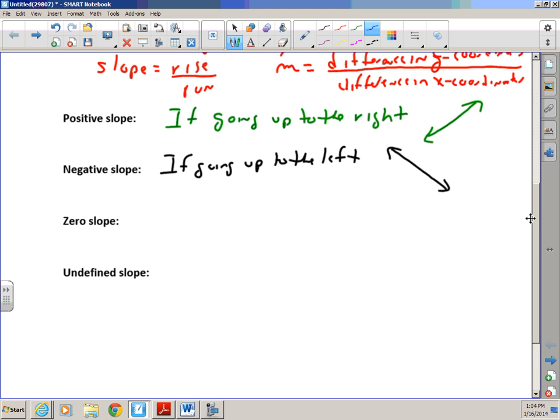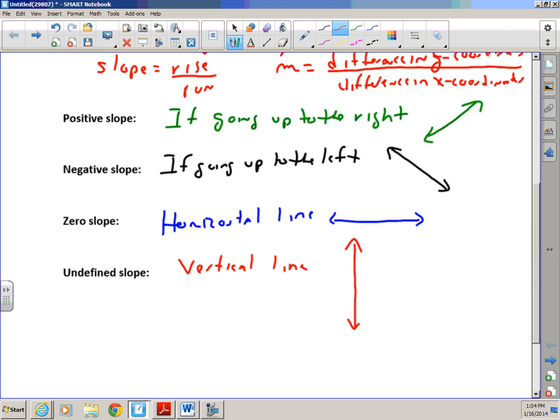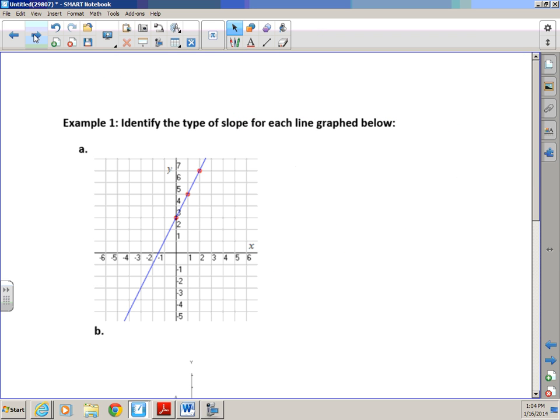A zero slope means I'm not moving anywhere. So what type of line will have no movement? A horizontal line. Because if I were to put a ball, or if somebody were to be standing on a flat surface, there is no movement unless they create it themselves. All right? And then an undefined slope is a vertical line, because if I tried to put an object on a vertical line, it would not stay on the line, it would fall off.